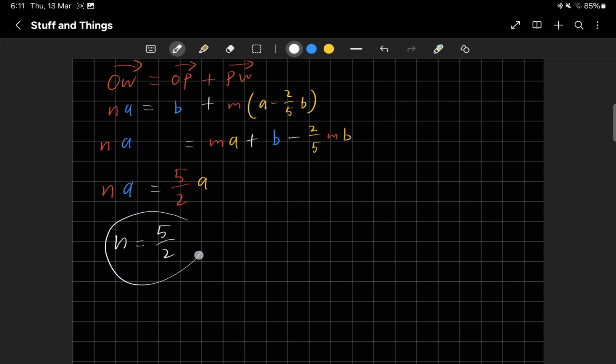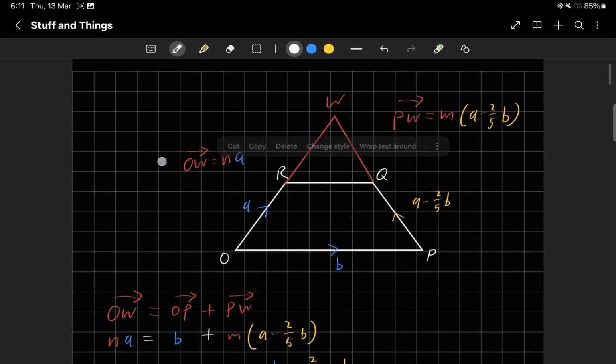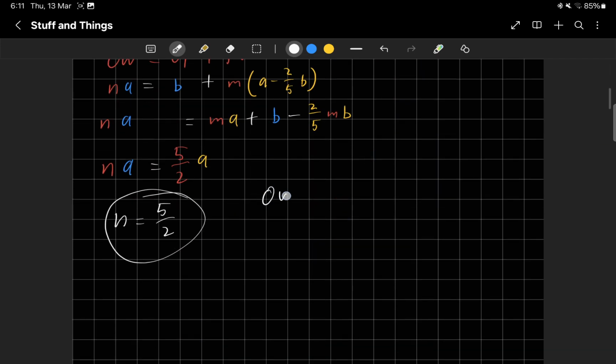So now that we have N equals 5 over 2, we know that OW is NA, and since OW is the position vector of W, OW is 5/2 A. That's your final answer.